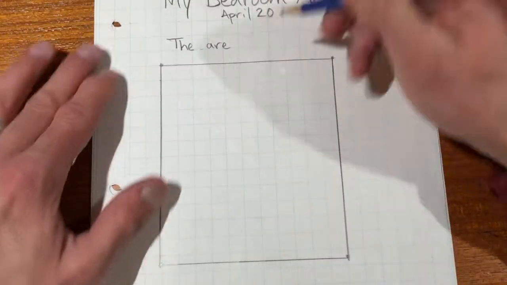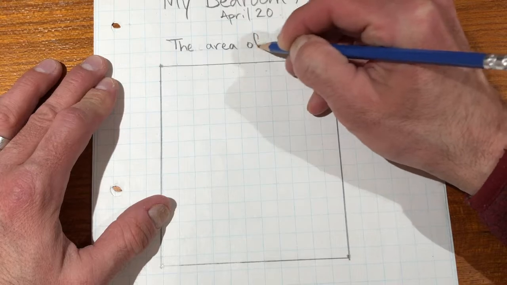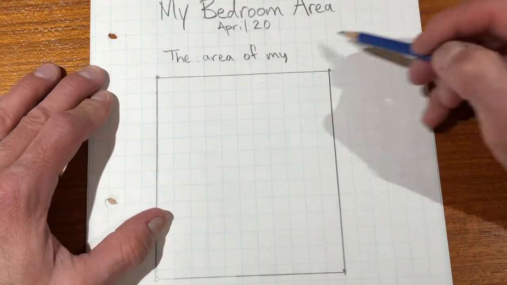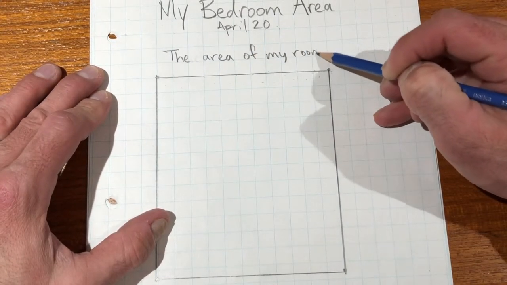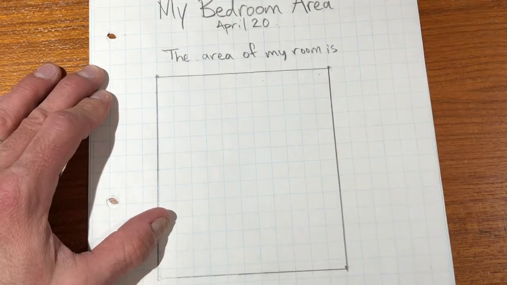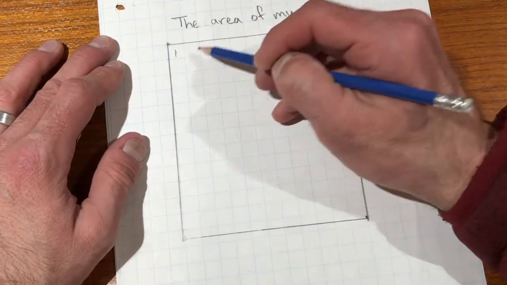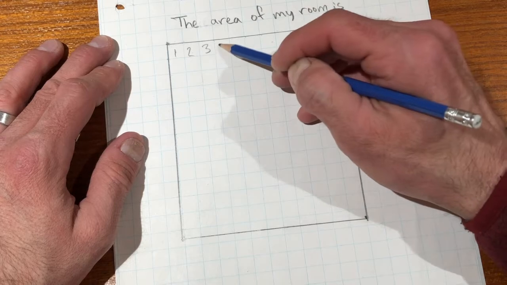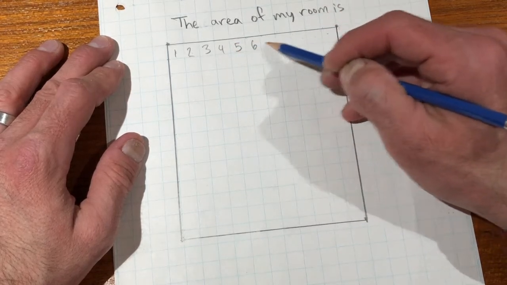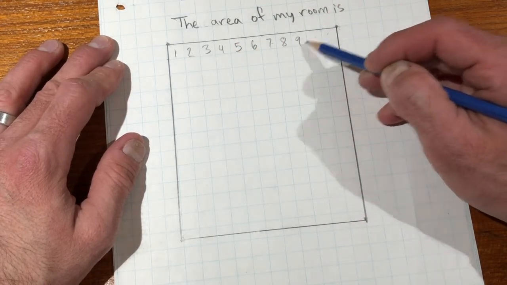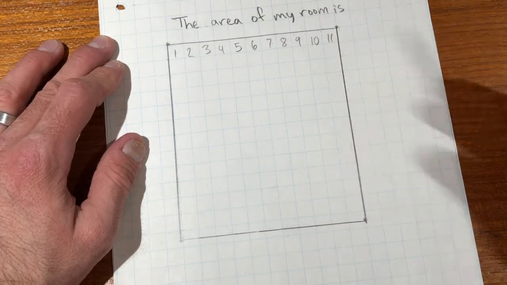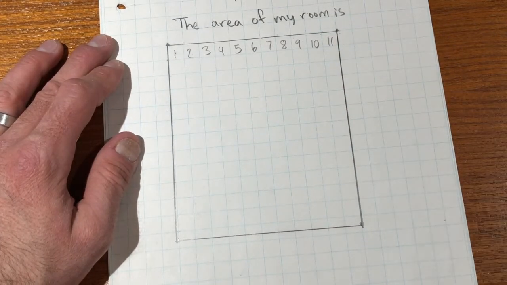the area of my room is, and then you can simply count up how many it is for the whole space. And once I'm done, I'll show you how many it is for mine.